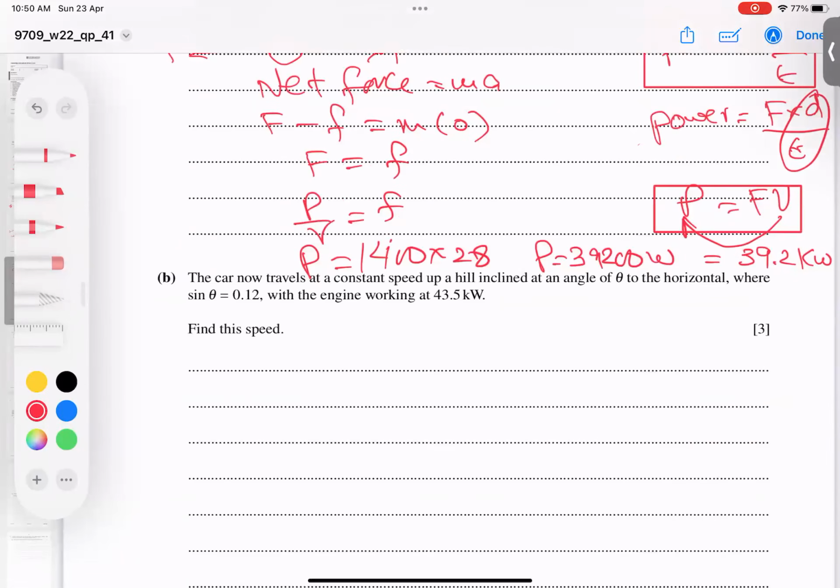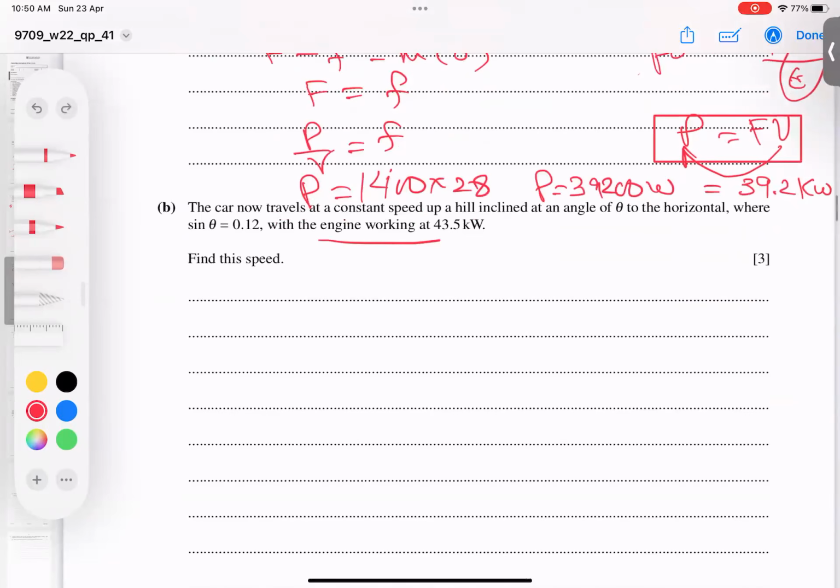Next part, we have the car now traveling with a constant speed up a hill, an inclined plane with angle theta to the horizontal, where sine theta is given by him, and the engine is working with this power. So power given by him is 435 kilowatt, 0.5 into 1000 means three jumps, so two more zeros will come. So watt. And now the situation is very clear, students.